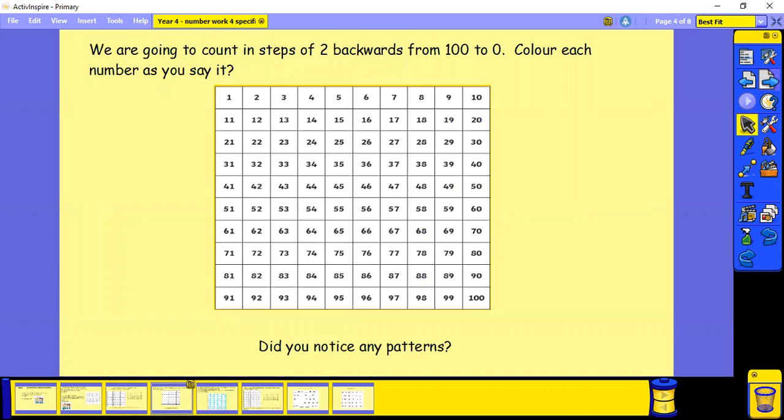We're going to count in steps of 2 backwards from 100 to 0. Colour each number as you say it. Pause whilst you do this.